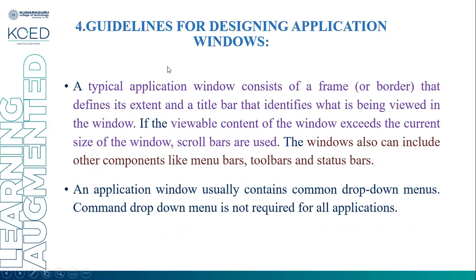The next guideline speaks about designing application windows, how to design the application windows. A typical application window consists of a frame or a border that defines the external boundary, and a title bar that identifies what is being viewed in the window. So it should have a frame and a title bar. The title bar will provide information about what is viewed in the window. If the viewable content exceeds the current size of the window, a scroll bar should be used.